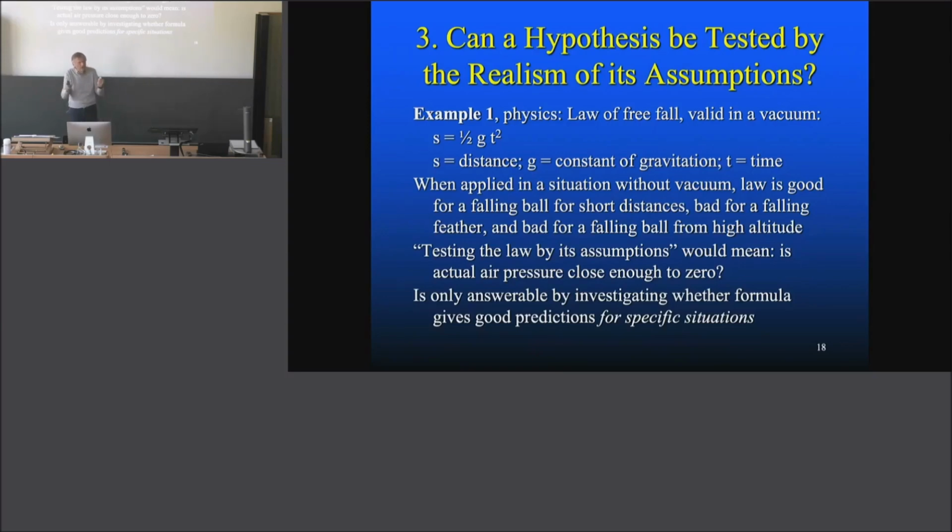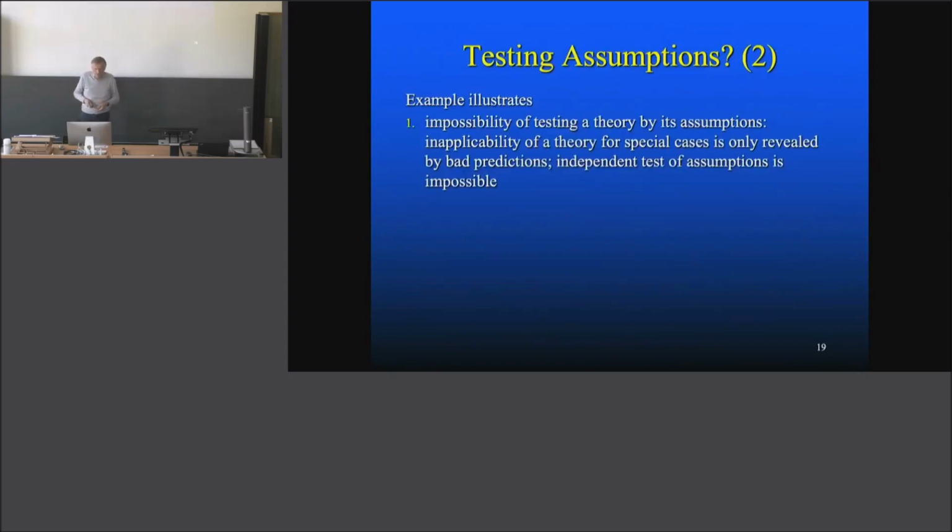You can only do that by trying out: let this thing fall, measure it, and then you find out whether the law of free fall describes that properly or not. If it doesn't, then you see, okay, therefore the air pressure must be deviating enough from 0. So he says, to test this assumption, you must test the predictions, and there is no other way. And the example illustrates, according to Friedman, the impossibility of testing a theory by its assumptions, by looking at the assumptions, are they good assumptions, are they bad assumptions, and then getting an opinion on the validity of the theory.